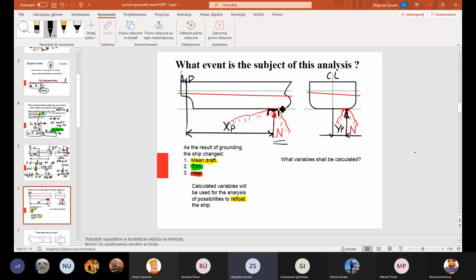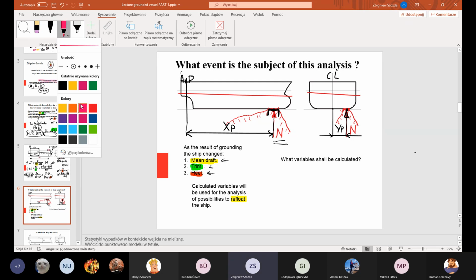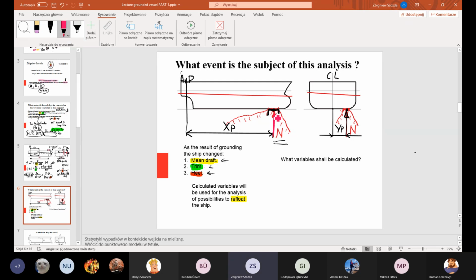And of course, after grounding, the ship changed mean draft. As a result of grounding, the ship changed mean draft for sure, changed trim, and changed angle of heel. And now I put here the situation like that. The pressure which is between the ground and the hull, there is a distribution of pressure. This distribution of pressure I replaced by one force, and I call this reaction.